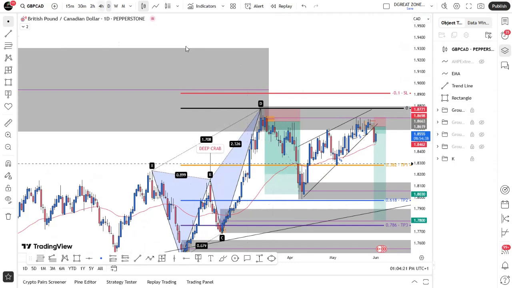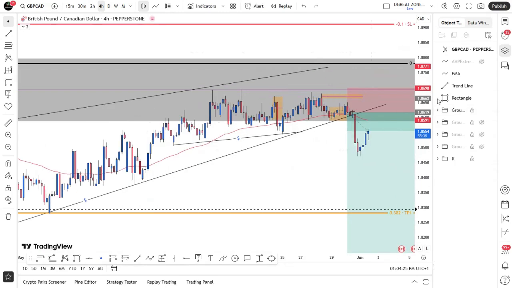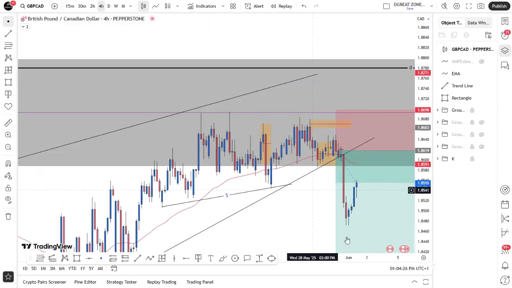And then on the 4-hour time frame, I began to look out for some candlestick patterns, which of course I've taught members of my community how to identify on the chart. I began to see a lot of rejections, a lot of candlestick patterns.